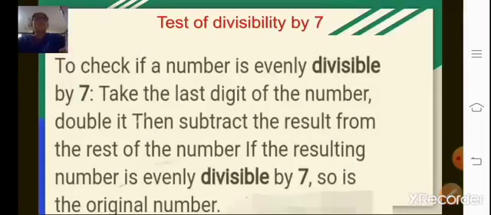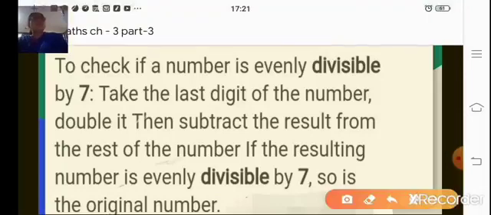Coming to the next number, that is the test of divisibility by 7. Now to check if a number is evenly divisible by 7, what we have to do? We have to take the last digit of the number, double it, then subtract the result from the rest of the number. If the resulting number is evenly divisible by 7, so is the original number. So let me give an example. Suppose I take a number as 672.